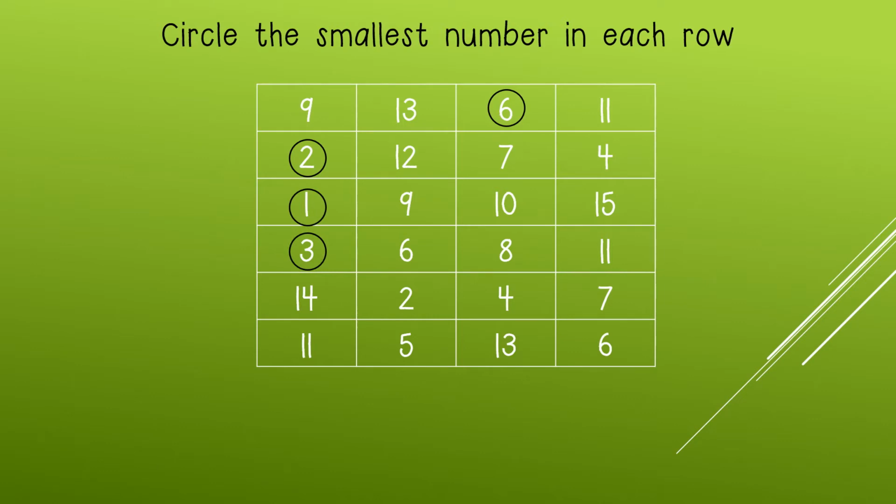Next row, we have 14, 2, 4, and 7. Which one is our smallest number here? Yes, we're going with number 2. And finally, in our last row, we have 11, 5, 13, and 6. Yes, my smallest number is 5. So boys and girls, this is how we do our circling of the smallest.